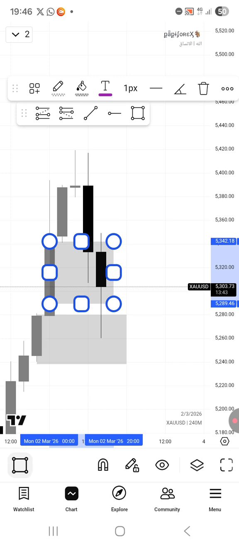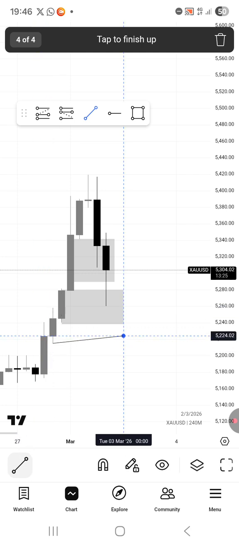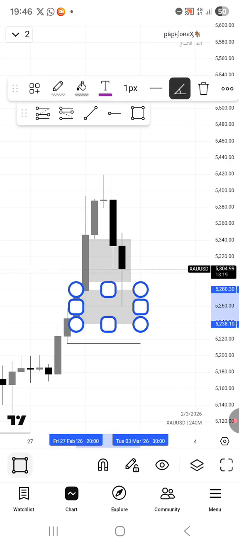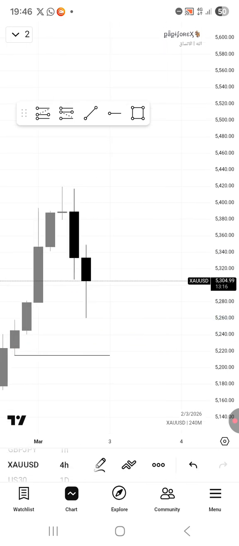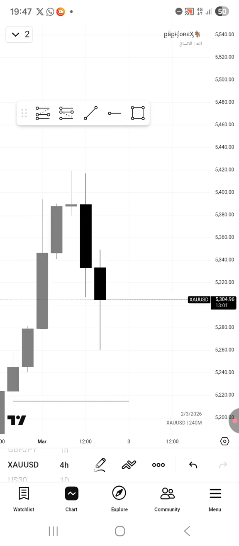For now, my bias on gold is bearish, to what level? Per se, to this level. So this area will be my draw on liquidity. And since I am bearish, I look for a bearish move, areas where I can mark my bearish point of interest.